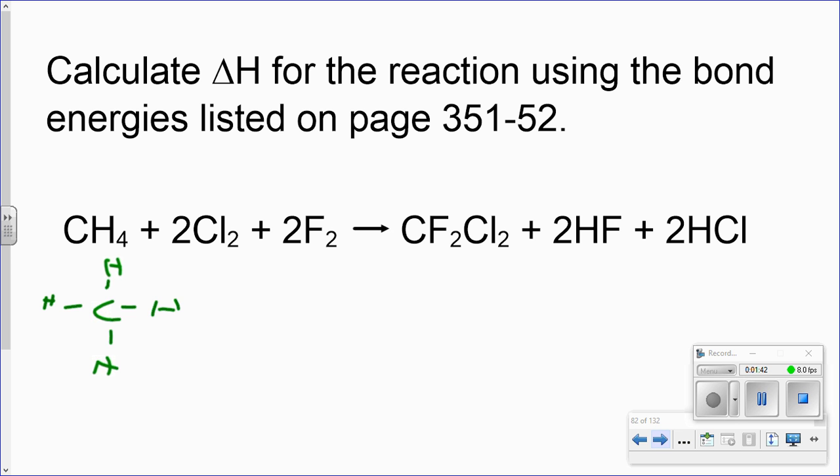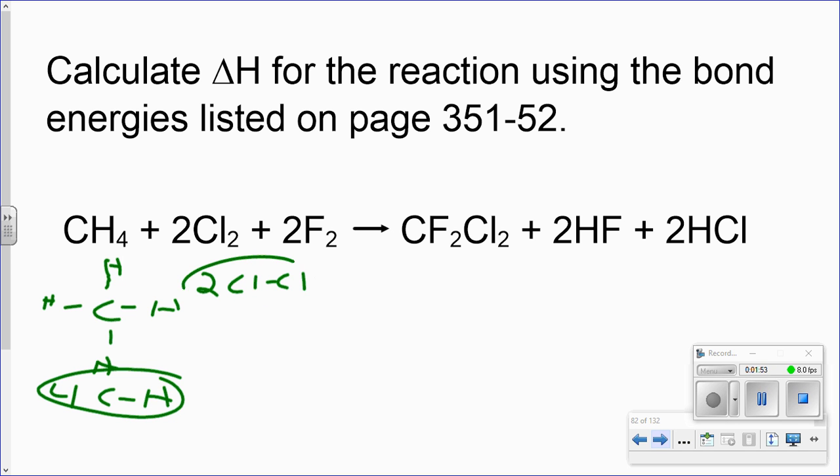Again, all you're doing right here is taking 4 CH bonds, right? There's 4. 1, 2, 3, 4. So you have 4 CH bonds here. You have 2 Cl-Cl bonds here. You have 2 FF bonds here. See how I'm doing this?